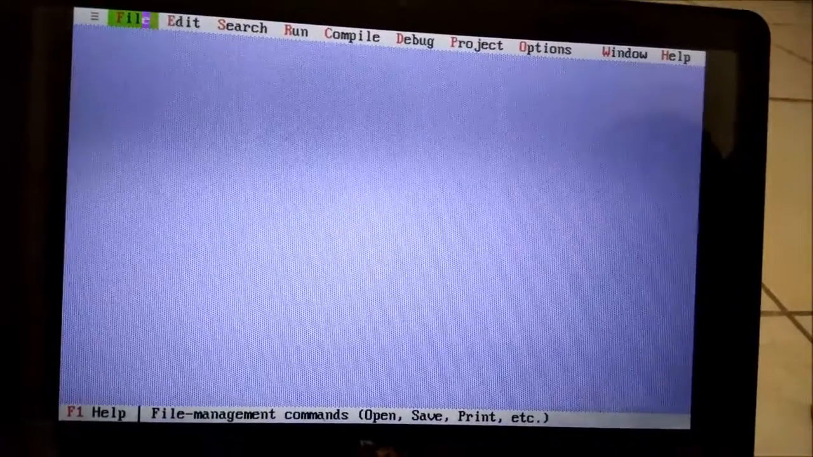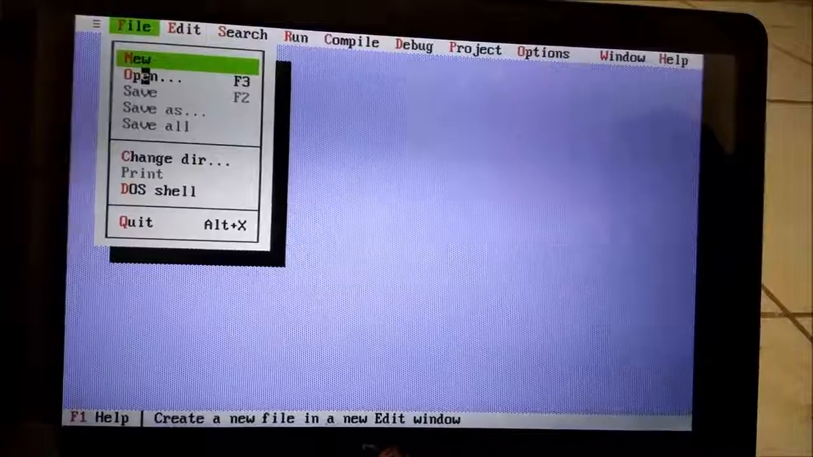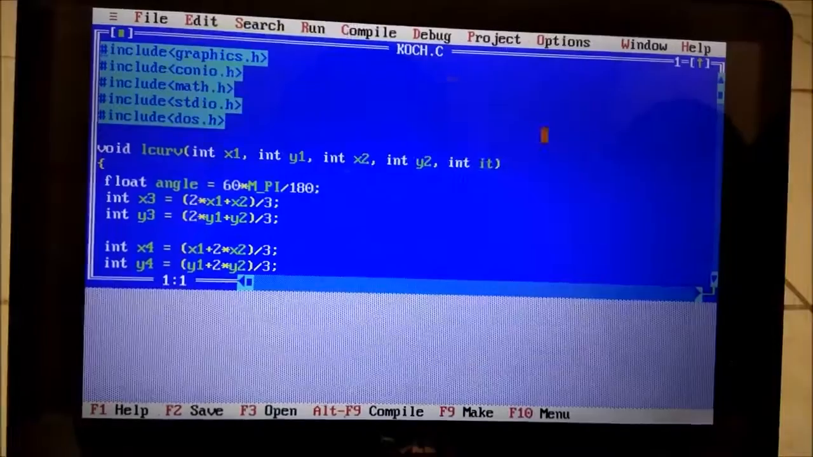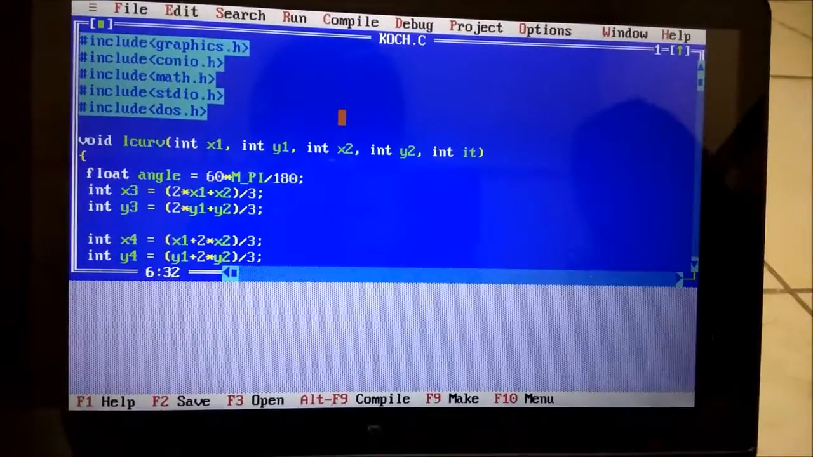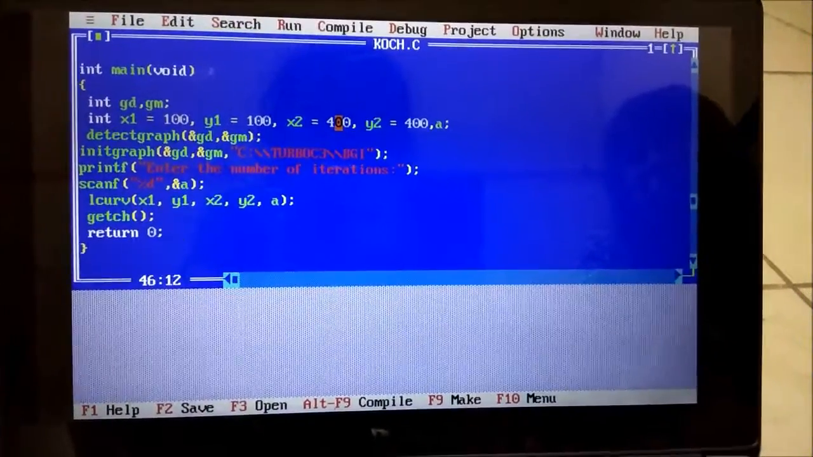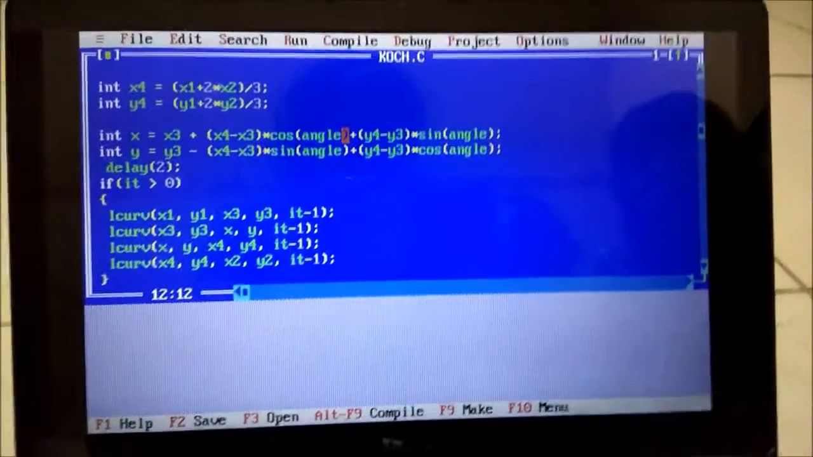The next experimentation is the L system or Koch curve. So this is the code, and first of all, we're going to talk about the components which we are using.